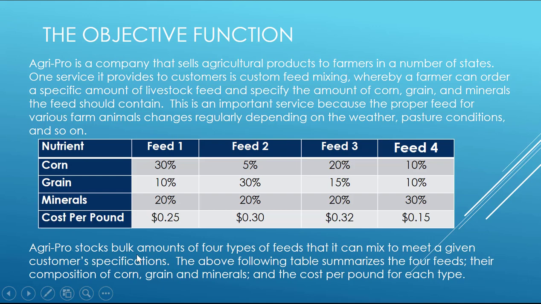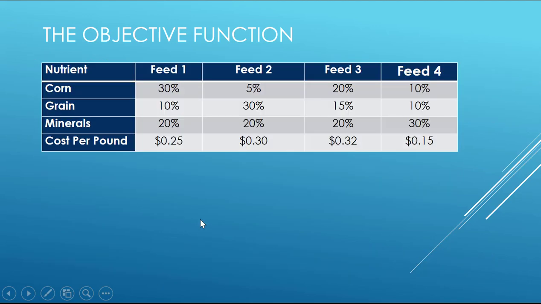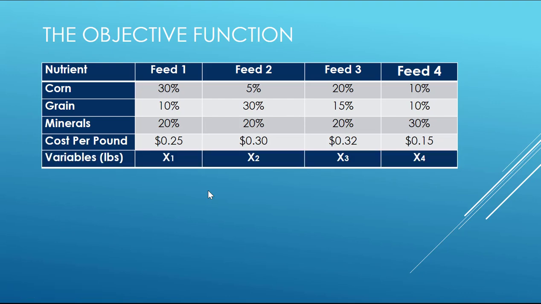So they sell bulk amounts of the 4 types, and they can mix them together depending on what a farmer's request is. So let's take the following problem. Let's say a farmer places an order and they're going to make a certain number of pounds of feed. There's going to be a certain amount of pounds of feed 1, feed 2, feed 3, and feed 4 in the blend that AgriPro is going to make for the farmer.